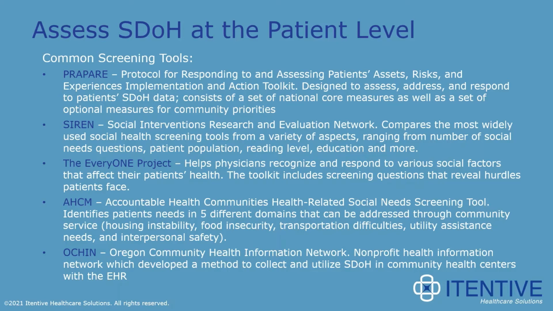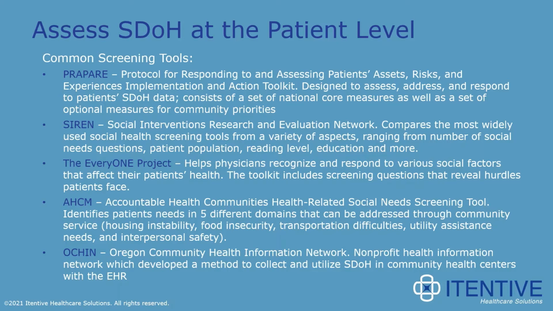The first one's PRAPARE, which we'll talk about later on because that's actually what NextGen uses. There are other ones such as Siren. This is a very widely used social health screening tool that looks at things like needs questions, but it also looks at reading level and education and other things. You have the Everyone Project that was created by the American Academy of Family Physicians. It's more of a toolkit. It includes screening questions, but also a description of a team-based approach for screening for SDoH and other resources.